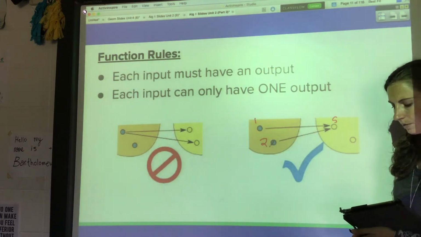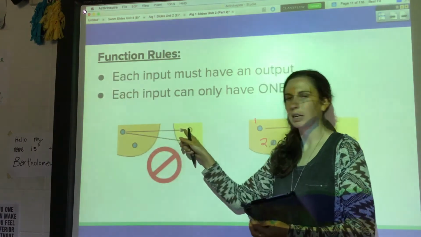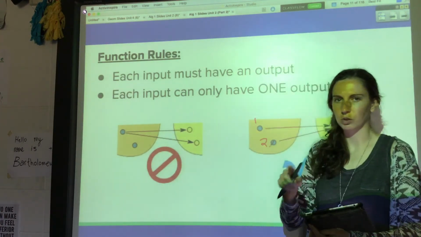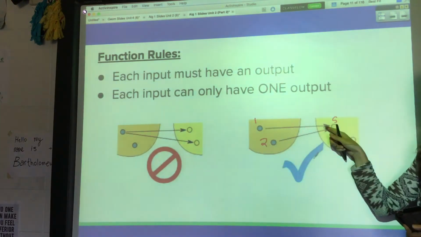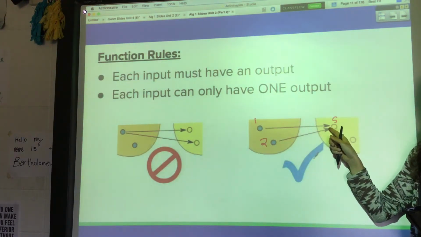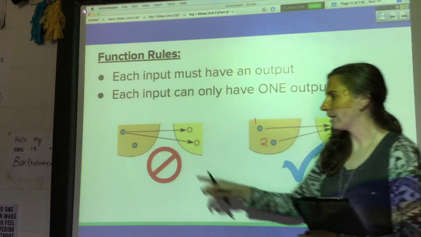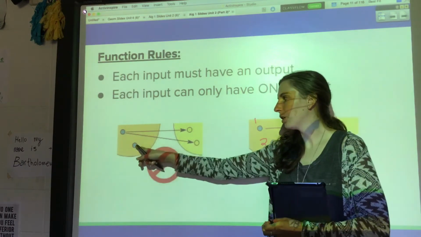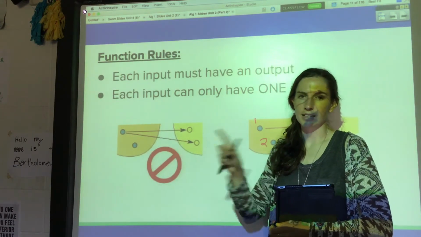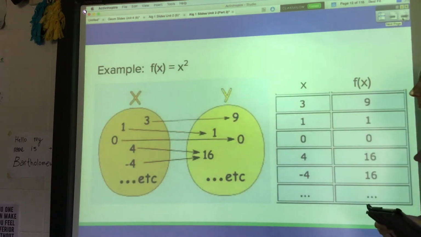So like, if you're a person, you can't get on multiple school buses. You can only get on one school bus. Although, 2 people could get on the same school bus, and that's okay. And you have to get on at least one school bus. Do you see how this dot doesn't have any output? That's not allowed either. Each input has to have an output and exactly one output. That's what makes it a function.